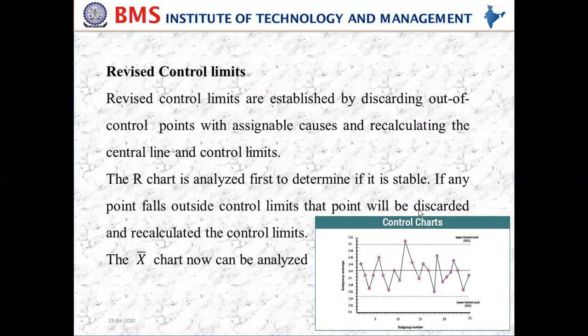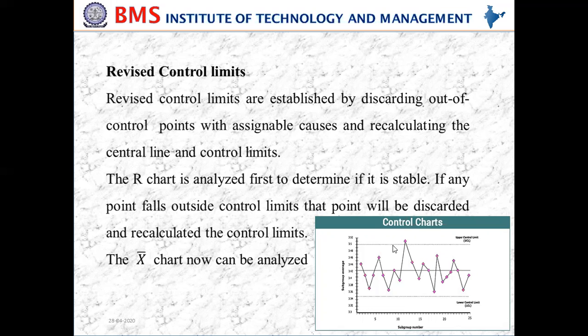For revising the control limits, whichever point falls outside the control limits will be eliminated, and we will calculate the new revised control limits. If this point is eliminated, then it shows chance causes of variation only. So how do we revise the control limits? The revised control limits are established by discarding out of control points.